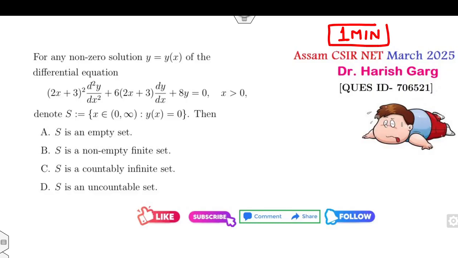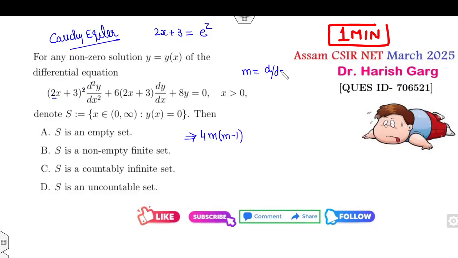If you try to read the statement, what is this equation? This is my Cauchy-Euler equation. And how can you find the solution of the Cauchy-Euler? You can substitute 2x plus 3 equals e raised to power z. Then the given differential equation is converted to: the coefficient of x is 2, 2 raised to power 2 is 4, m minus 1, where m is my operator, that is d upon dz, plus 6, the power is 1, 2 raised to power 1 is 2, into m plus 8 is equal to 0.